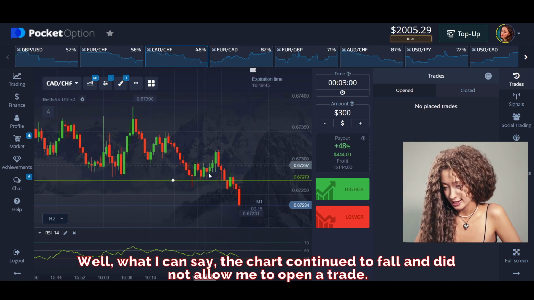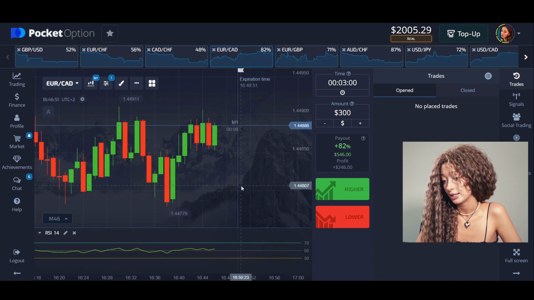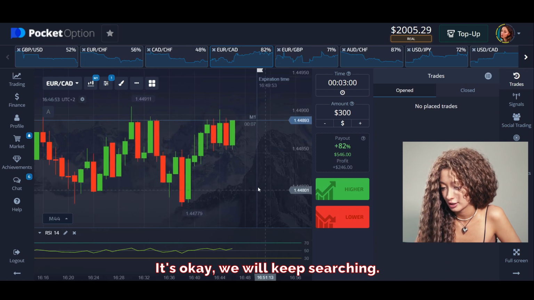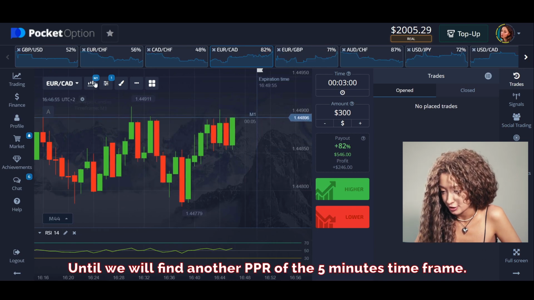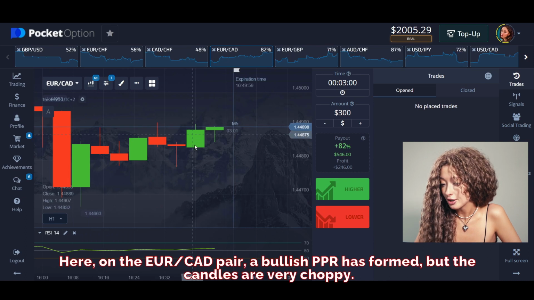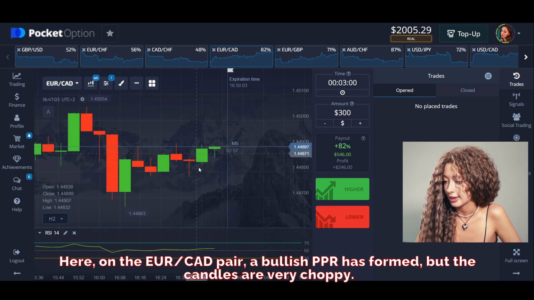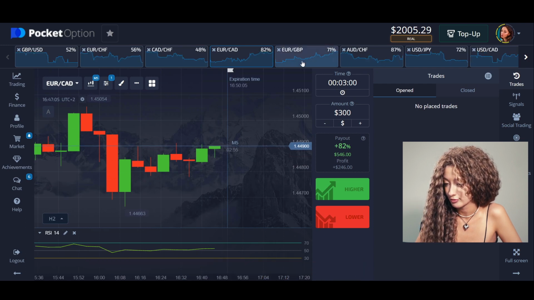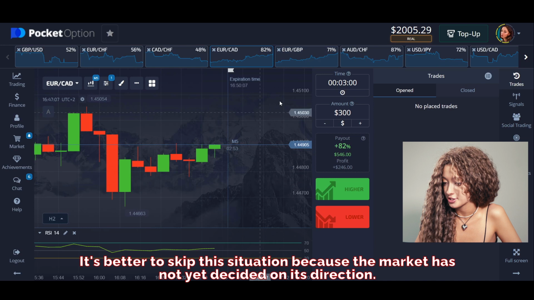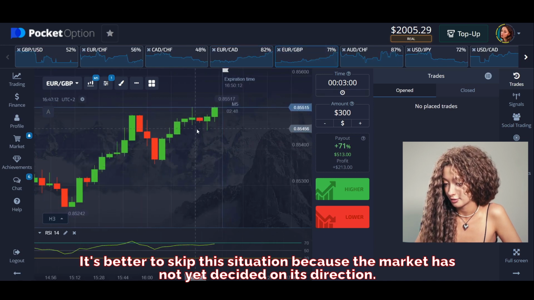Well, what I can say, the chart continued to fall and didn't allow me to open a trade. It's okay, we will keep searching until we find another PPR on the 5-minute time frame. Here on the EUR/CAD pair, a bullish PPR has formed, but the candles are very choppy. It's better to skip this iteration because the market has not yet decided on its direction.